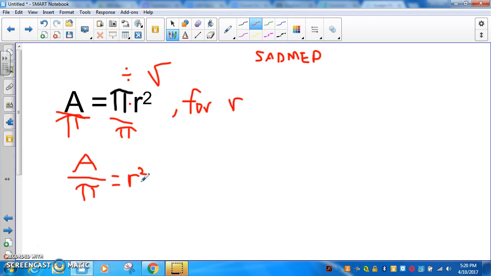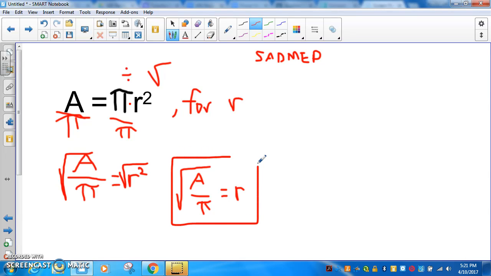Now that I have this, I want to get rid of the r squared, specifically the 2. The way you, again, undo an exponent, or at least the exponent of 2, is to square root. And by the way, that's your answer. You don't have to simplify it any more than that. The square root of A over pi is the radius. And that's it. That's your answer. Hopefully that helps.